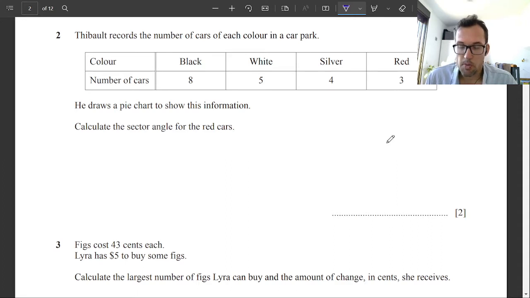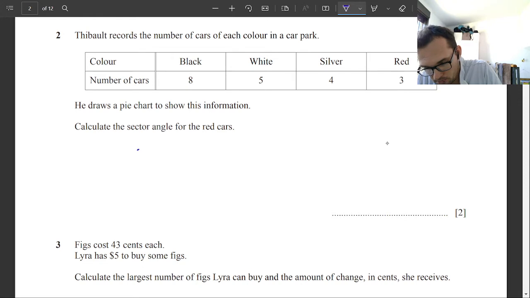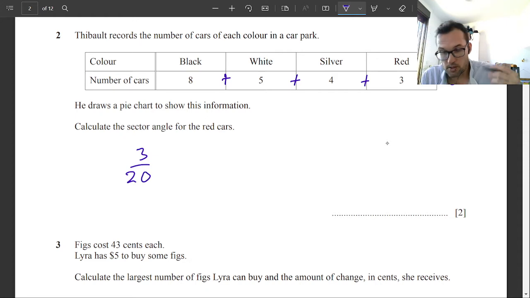Question 2 is a pie chart question, and it tells us to calculate the angle for the red cars. Now, pie charts is just fractions. So what fraction of the cars are red? So let's see, there are 3 red cars. And if we add up all the cars there is, that's 13 plus 4 is 17. That adds to 20 cars. So 3 out of 20 cars is red.